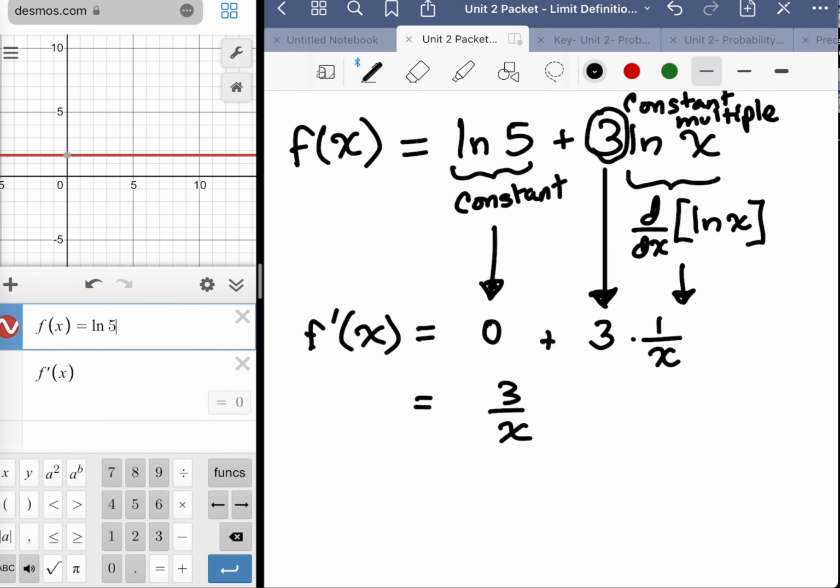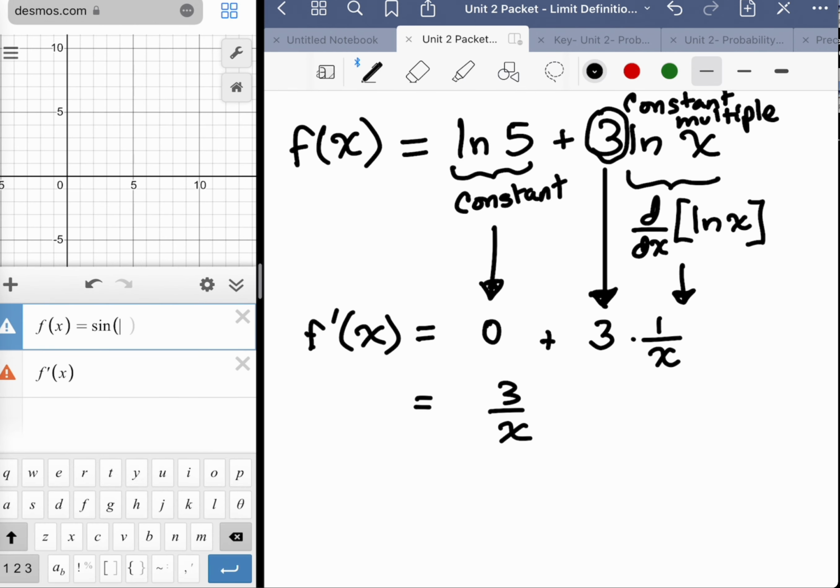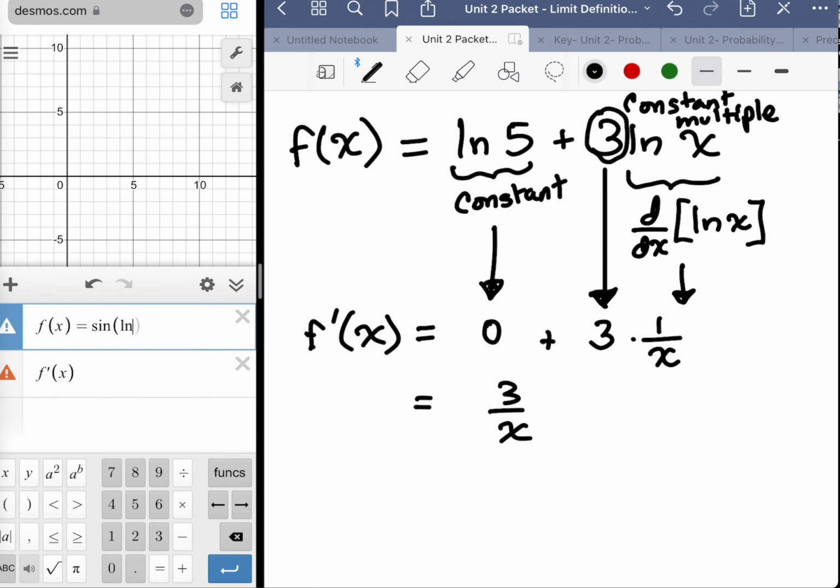But I could even do something like the sine of the natural log of 5 squared. You know, something funky looking. Bottom line is, I didn't put a variable in there. So its derivative is going to be 0. There's no variable, so its derivative, no matter how complicated it looks, is going to be equal to 0.